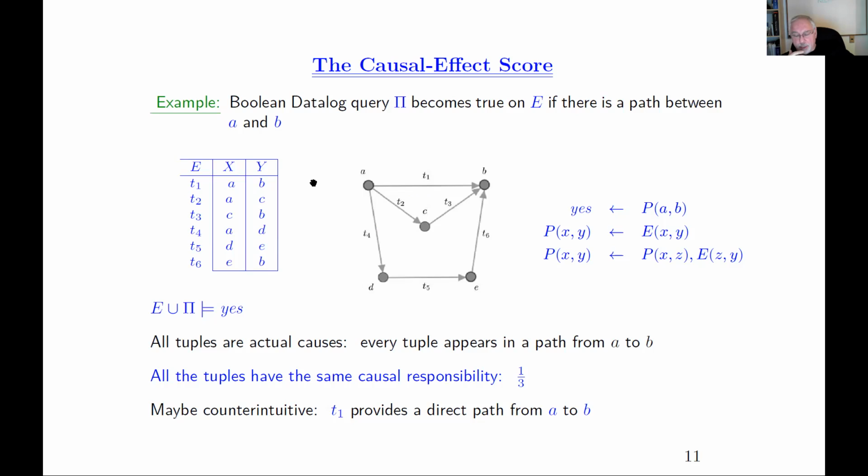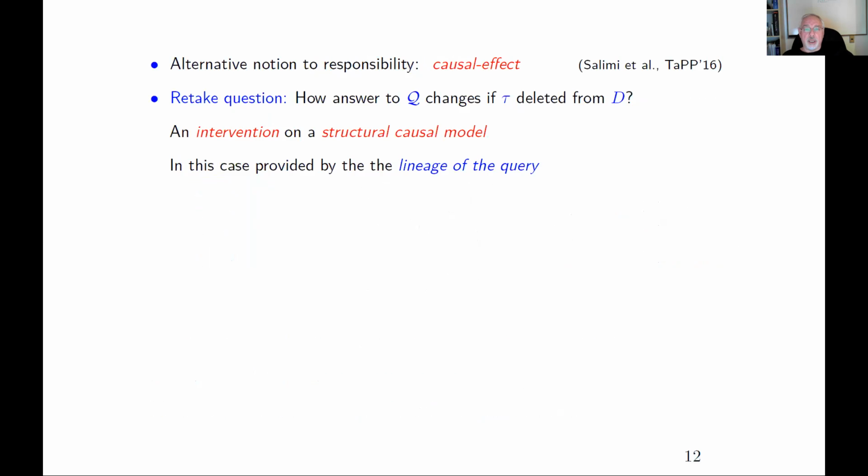Thinking of this example, and some other examples as well, we thought at some point of considering an alternative notion or measure to that of responsibility. That is the causal effect score. It was introduced a few years ago in a paper at TAP 16. Again, the question is how the answer to Q changes if tau is deleted from the database. What we want to do is produce an intervention on a structural causal model. And in this case, as I mentioned before, the model is the lineage of the query.